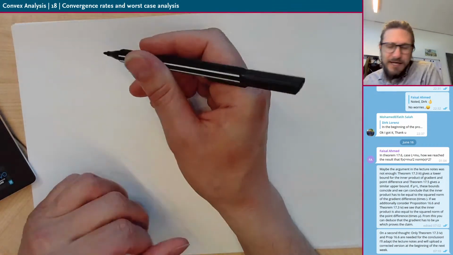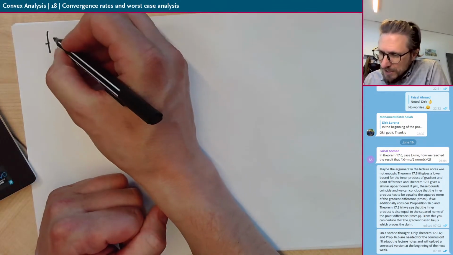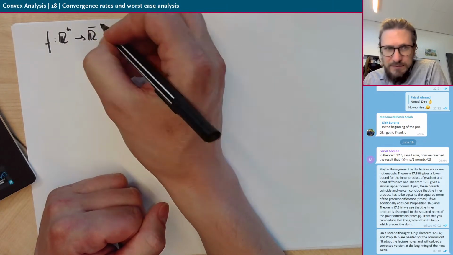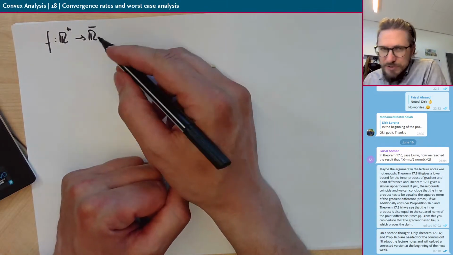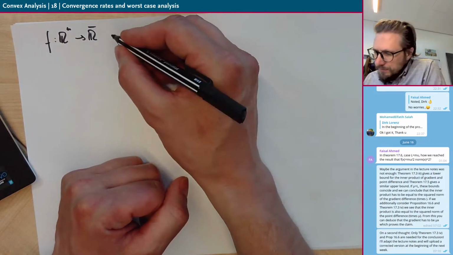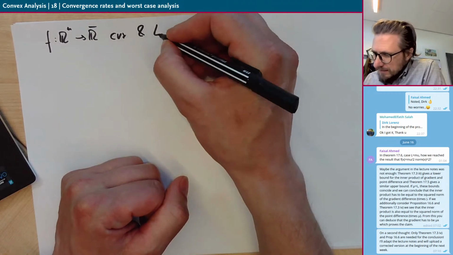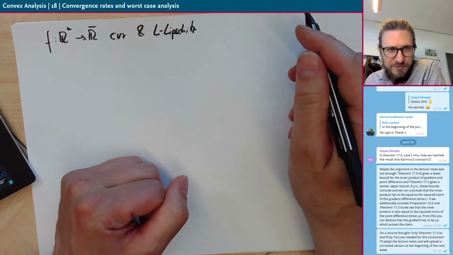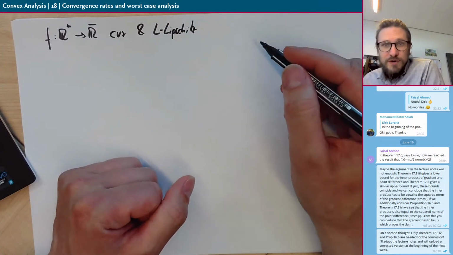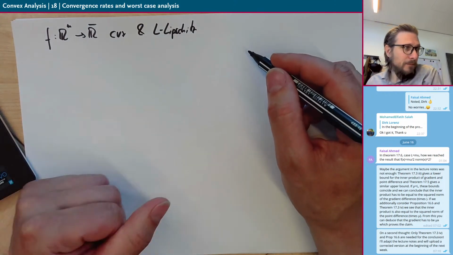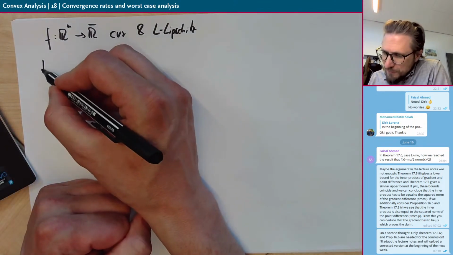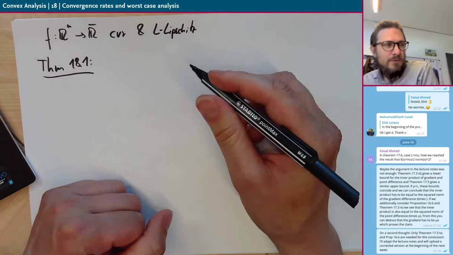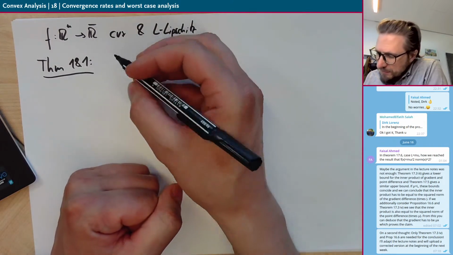Okay, so let's move into the case where f is from Rn to R, extended real numbers where infinity is allowed, convex and L Lipschitz. So not the gradient is L Lipschitz, but only the function. So the function may have kinks. That's allowed here. Now here comes the theorem on the worst case analysis, Theorem 18.1. What is the worst we have to expect? The theorem goes like this.